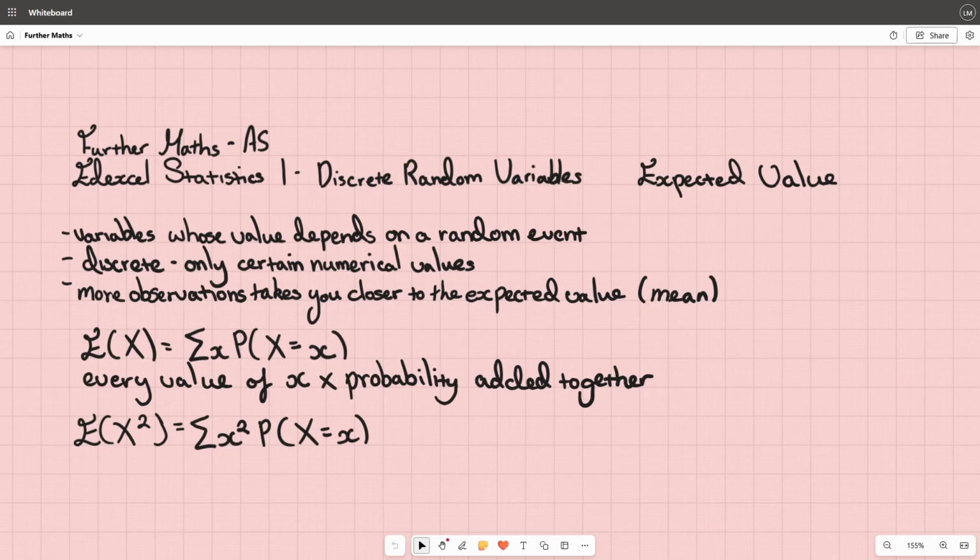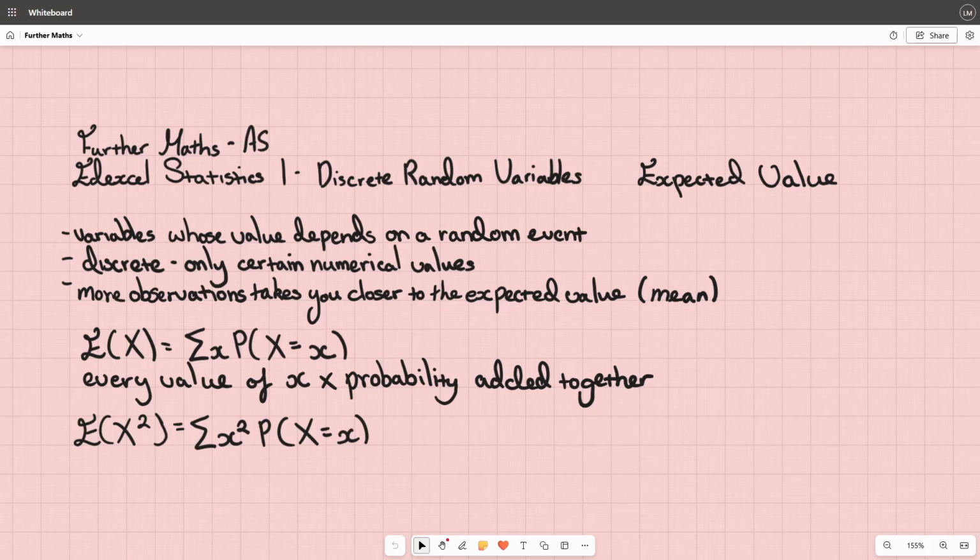And so more observations take you closer to the expected value, which is basically the mean. The expected value is denoted by E(X), which is sigma x times the probability of x. So it's every value of x times the probability added together. And if X is a discrete random variable, so is X squared. So you also need to do the expected value of X squared, which is every value of x squared times the probability of x added together.